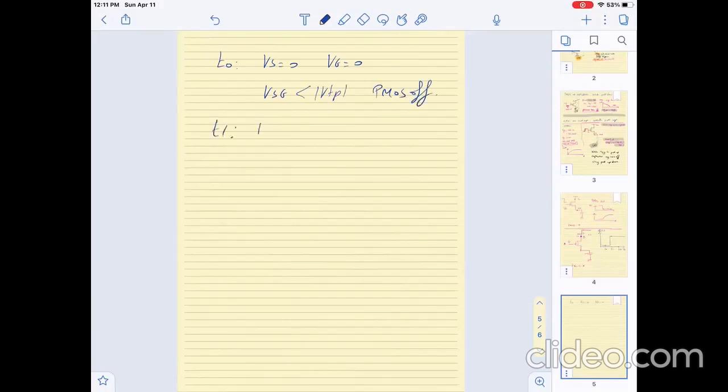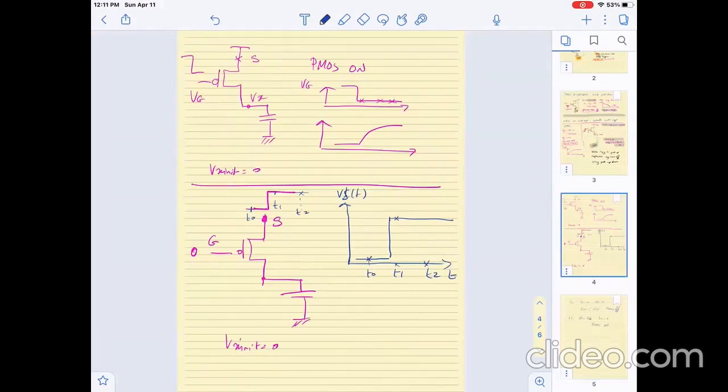And then at T1, I now have Vs equal to VDD, Vg equal to 0. So the PMOS will be on, and it will start to charge the output. It will start to charge node X to VDD, okay? Because now the source is at VDD.